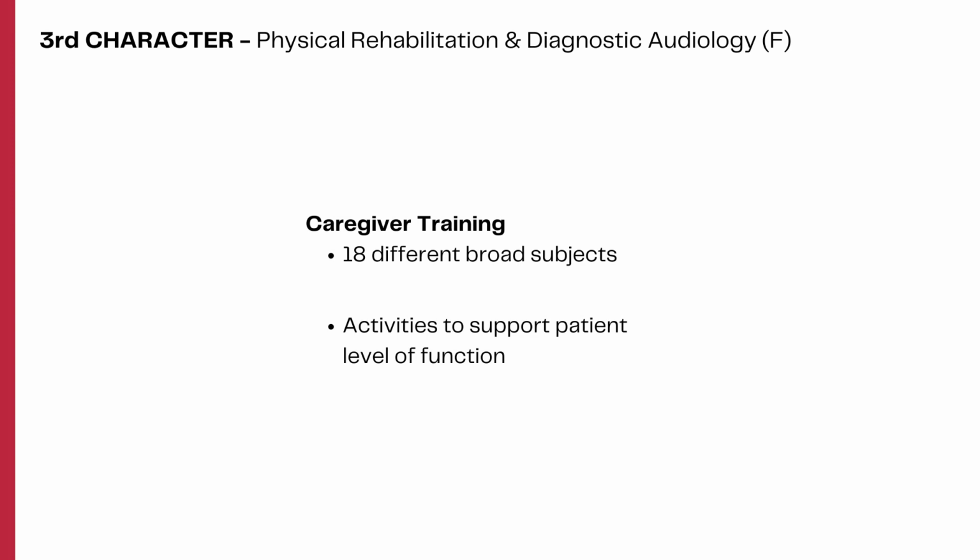Now, caregiver training, again for the third character value. Caregiver training involves educating the caregivers with the skills and knowledge that generally are required to interact and assist the patient. Caregiver training is divided into 18 broader subjects that are taught to help a caregiver provide proper care to the patient. So this is caregiver training, 18 different broader subjects.